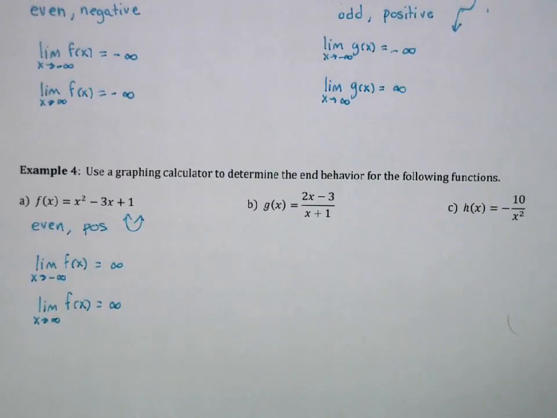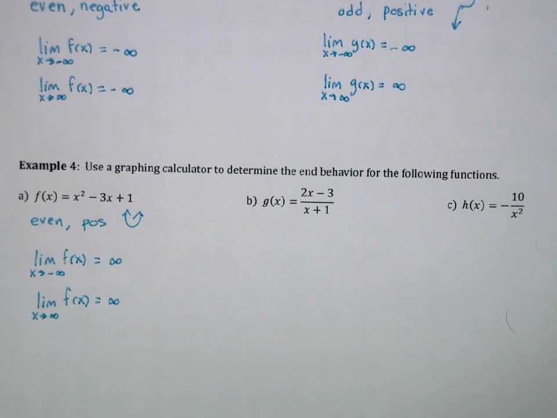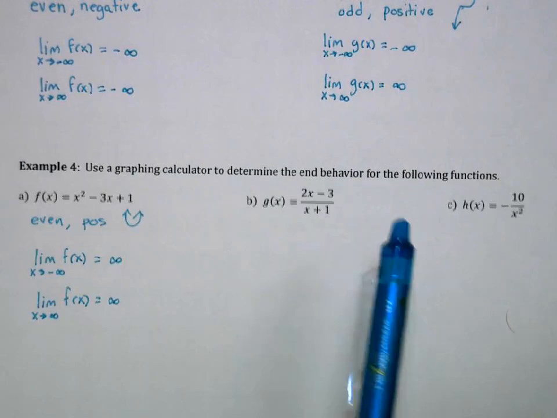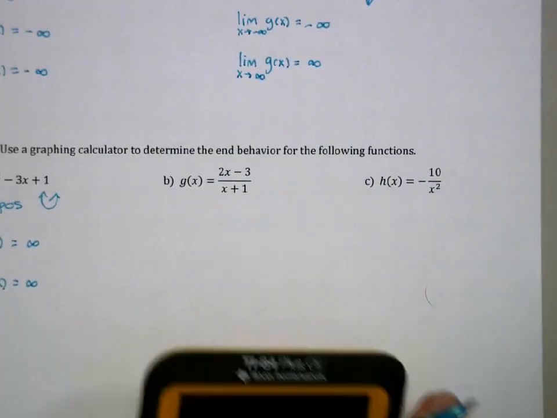So we're going to use a graphing calculator. This one we don't need a calculator. That one is one you will be expected to know how to do without a calculator. These ones, however, for right now, we are going to use the calculator for the end behavior. In our next unit, you will be able to do those without a calculator. Okay, so let's first look at g of x.